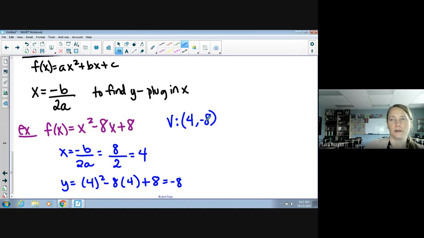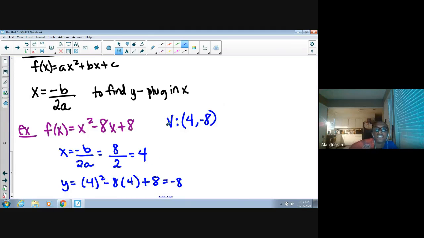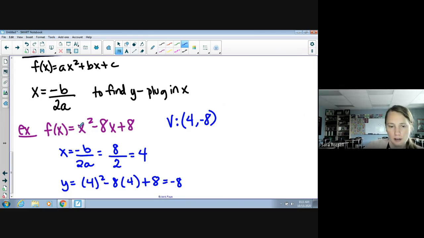Can I tell if it's a max or a min? Or what kind of parabola? This is going to be right side up, right? Because the a is positive. Yep. So we know it looks like this. So we're going to have a minimum, and our minimum is negative 8. Okay. We know our domain. Our domain is always all reals for these problems.